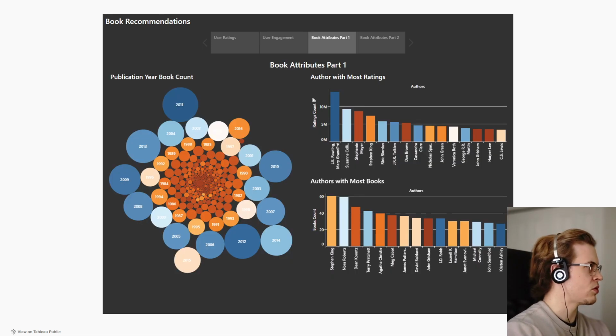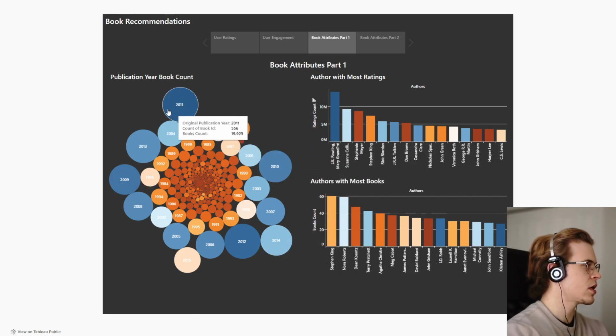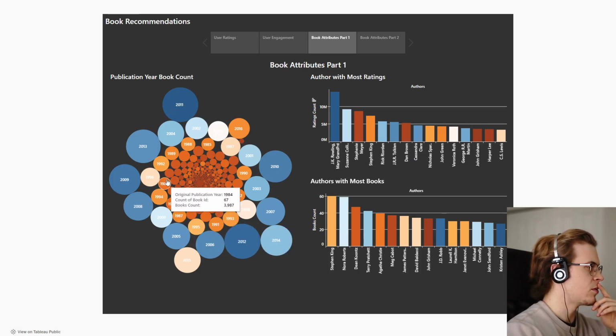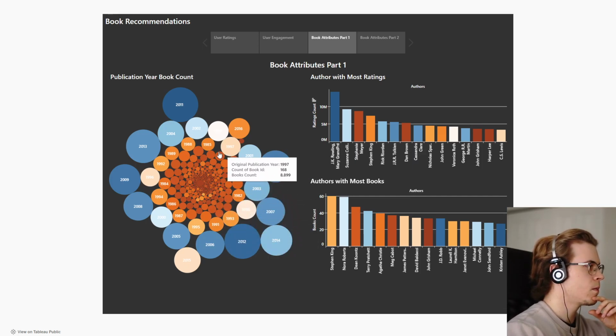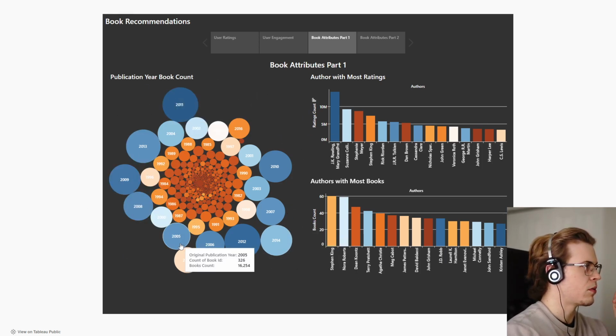Onto book attributes part 1, we can see that the majority of books in this data set are published in the 21st century, and the rest being published in the 20th century, or earlier, down to negative 560, whatever that year is. So this is useful because if you've shown a preference towards books published in the 21st century, we have a lot more to pull from.